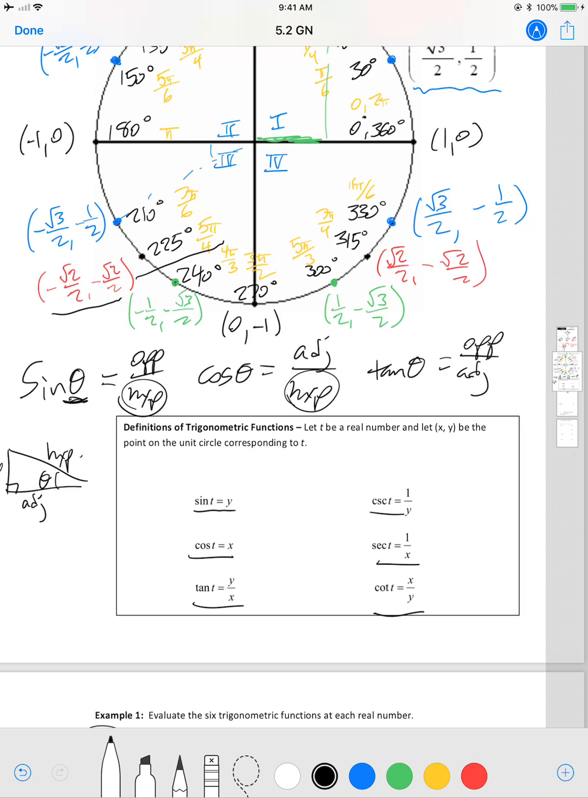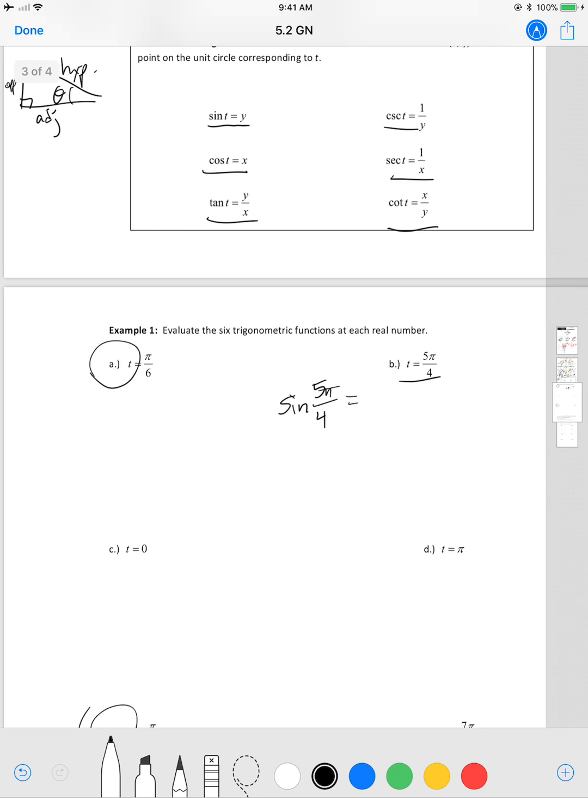Tangent is, or not tangent, cosine is x and sine is y, right? X, y, cosine of theta and sine of theta. So the sine of this angle is negative square root of 2 over 2. And then the cosine for this angle is going to be the same thing, negative square root of 2 over 2. The tangent is the y value over the x value. So in this case, x and y are the same, so anything over itself is 1.